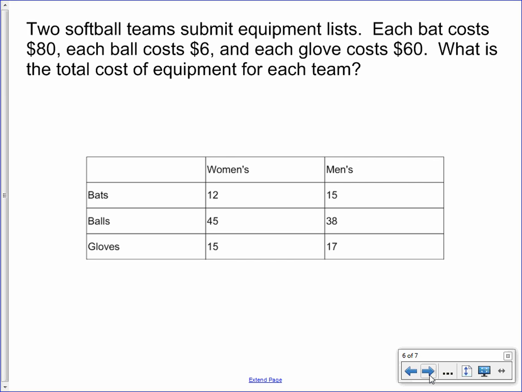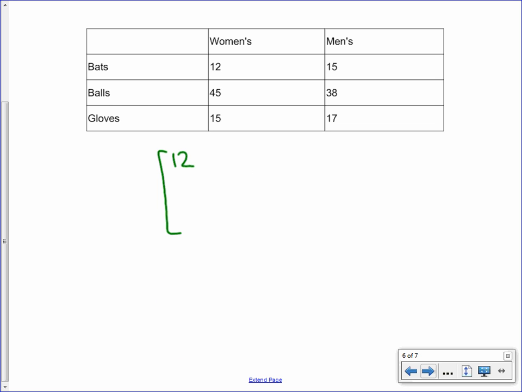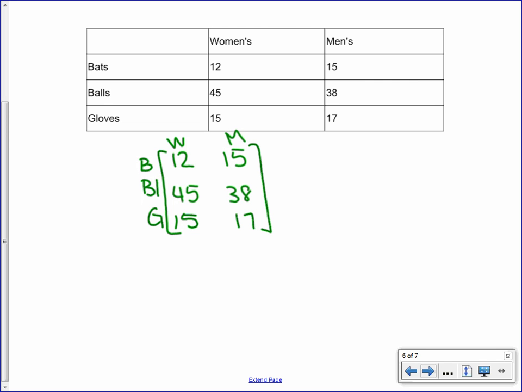So here I have a table for you. All right. So I'm going to make a matrix. 12, 15, 45, 38, 15, and 17. What do our columns stand for? Women's and men's. And what do our rows stand for? Bats, balls, and gloves. Okay, now if we want to figure out the cost of each team, we want to end with a matrix that's about money and women and men, right?